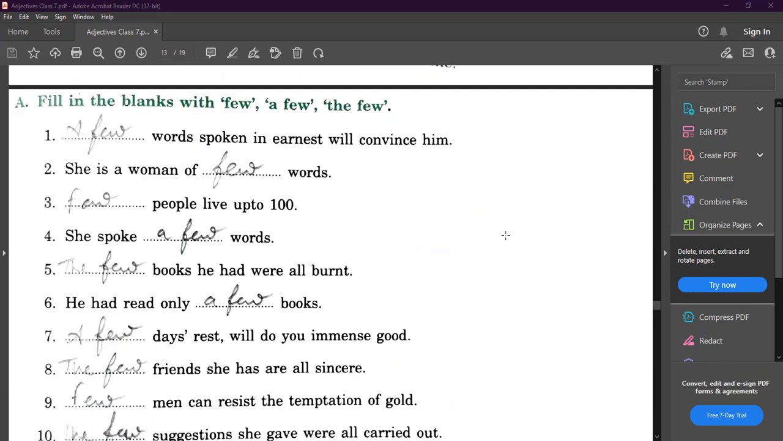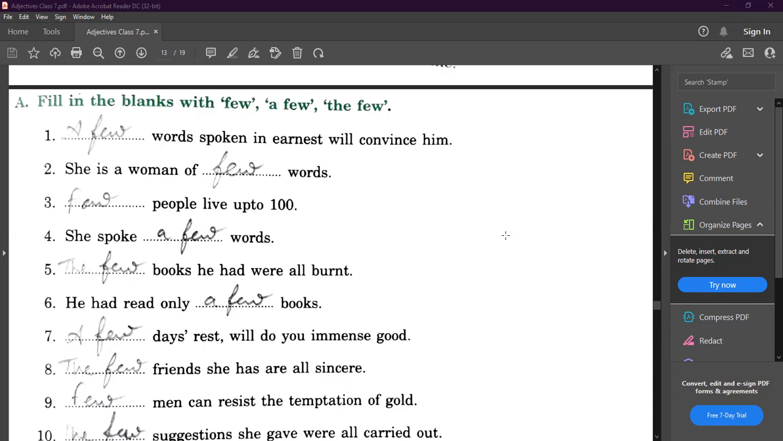The few denotes not many, it has both positive and negative meaning. Okay, so now we are going to begin with the exercise. A few words spoken in earnest will convince him. She is a woman of few words.